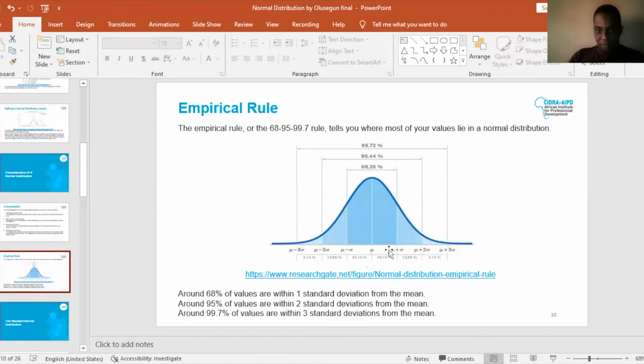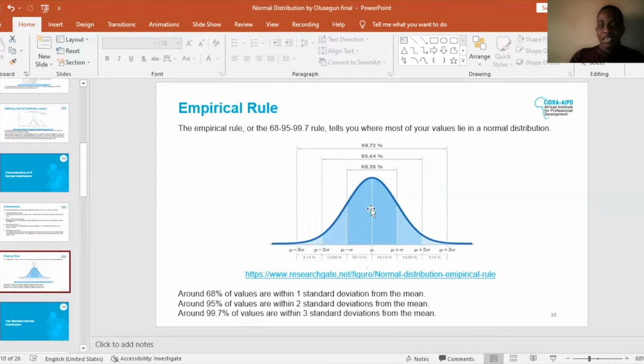Looking at this graph, we see here what percentage of the distribution is covered by 68. One standard deviation from the mean covers 68% of values. Then 95% of values fall within 2 standard deviations of the mean, while 99.7% of values fall within 3 standard deviations from the mean. Around 68% of values are within 1 standard deviation from the mean. Around 95% of values are within 2 standard deviations from the mean. And around 99.7% of values are within 3 standard deviations of the mean.